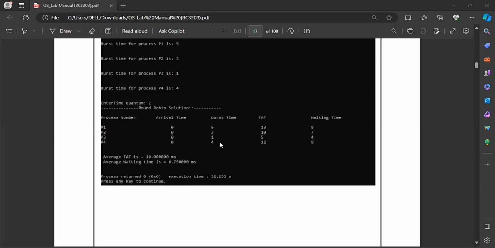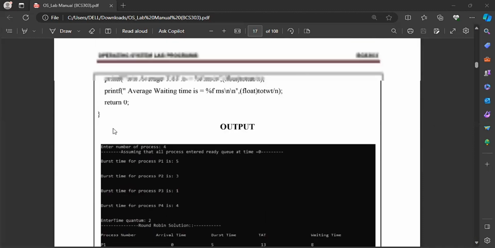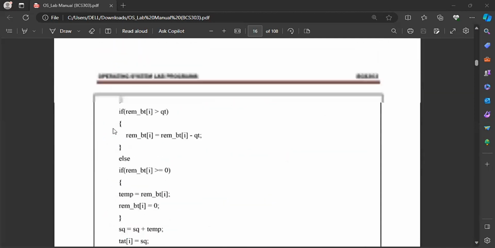Now only the P1 process will remain. It needs 1 unit of time to complete its execution. Each process has completed its execution.